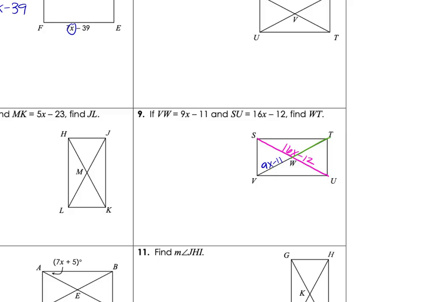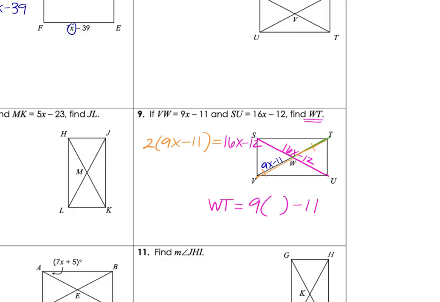Who's got an idea? Oliver. You multiply 9x minus 11 by 2. Mm-hmm. So equal to 16x minus 12. Right. So if I know this and I double it, because they're equal, so double the 9x minus 11 and set that equal to the other piece of it, 16x minus 12. Okay. Then it says to find WT. So once you figure out what x is right here, what are you going to plug it in for? The 9x minus 11. Yeah, you're going to go 9 times whatever you get for x minus 11 will be your WT.